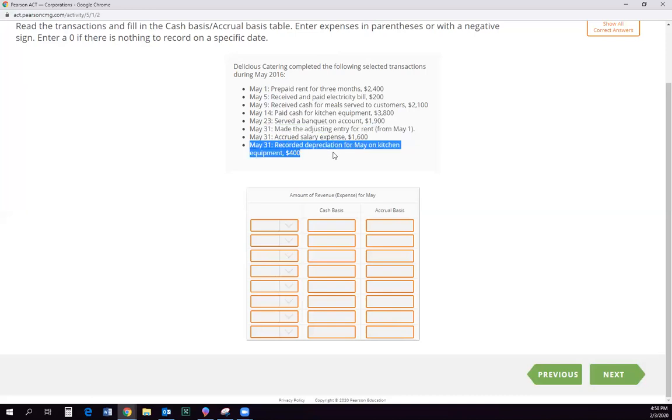Finally, we have May 31st, recorded depreciation for May on the kitchen equipment, $400. So again, there'll be no depreciation for equipment under a cash basis because we went ahead and claimed the whole amount we paid as an expense. So that'll be zero. And under accrual basis, we would go ahead and recognize that expense. That's us beginning to recognize the expense of this kitchen equipment spread out over the useful life of that equipment. So we'll put a negative 400 or an expense of 400 on May 31st.